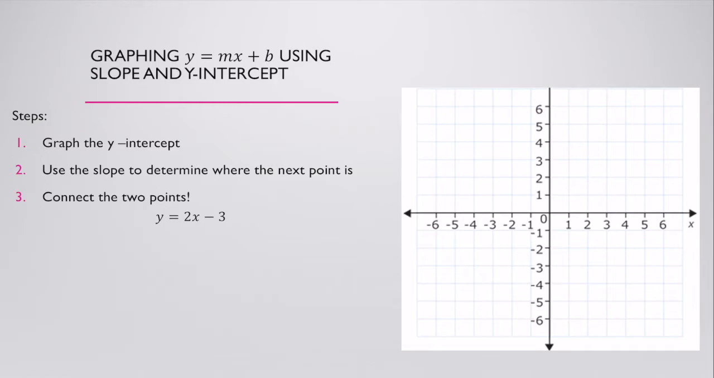So how do I graph lines in y equals mx plus b form using the slope and y-intercept? So the first thing you want to do is graph the y-intercept. You want to use the slope to determine where the next point is. Remember, you need to find at least 2 points and connect them. So here I have y equals 2x minus 3. My slope is 2. I'm going to write that as 2 over 1, so I know it's rise over run. And my y-intercept is -3. Because my slope is positive, my graph is going to look like it's going uphill. That's a great way to check yourself.